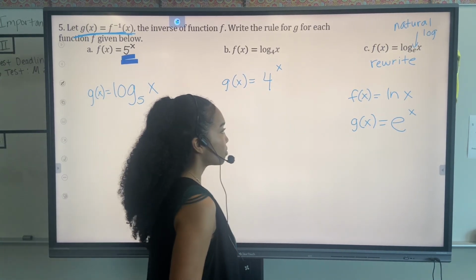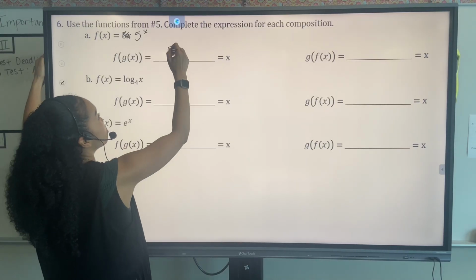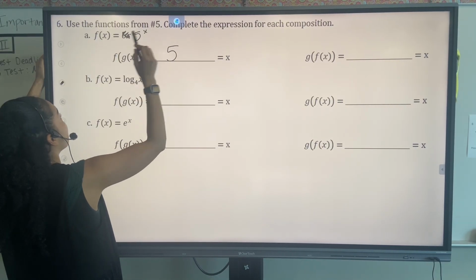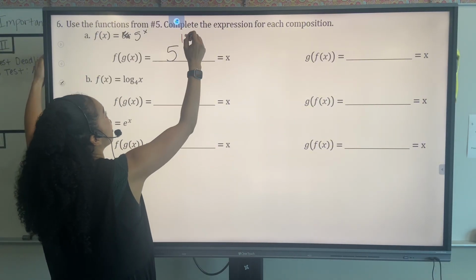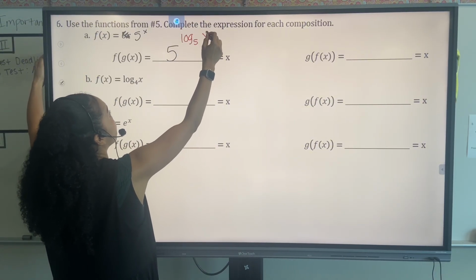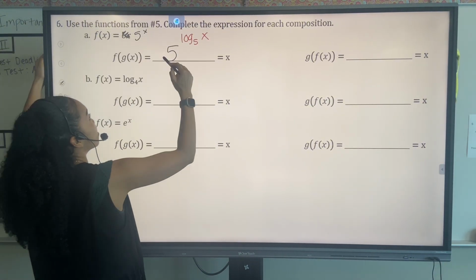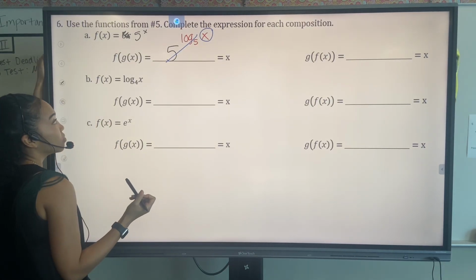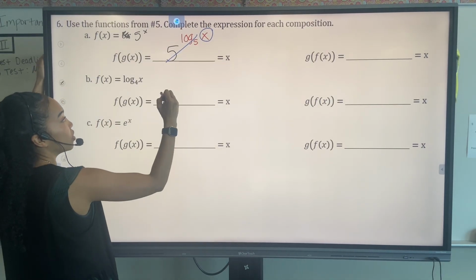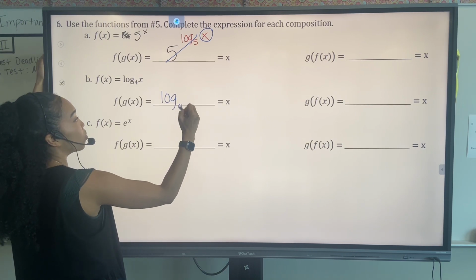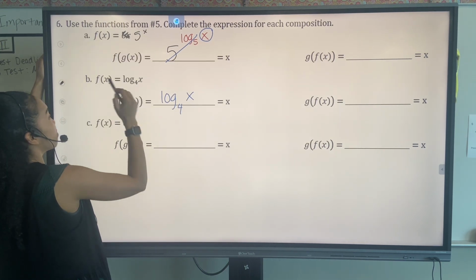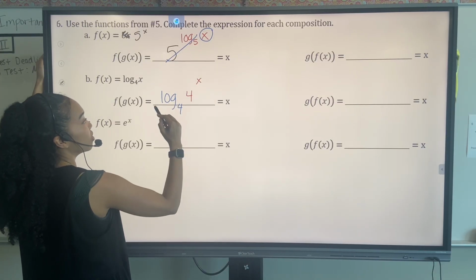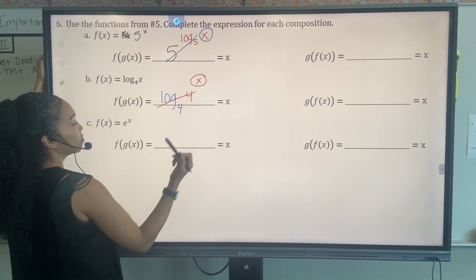Exactly. Okay, so this is the original function, 5 to the x. But instead of an x, I'm going to plug in that inverse, log with the base 5. And those will cancel out. It leaves you with just x. Here, our function is log base 4 of x, but instead of x, I'll plug in the inverse, 4 to the x. Those cancel. You're left with x.